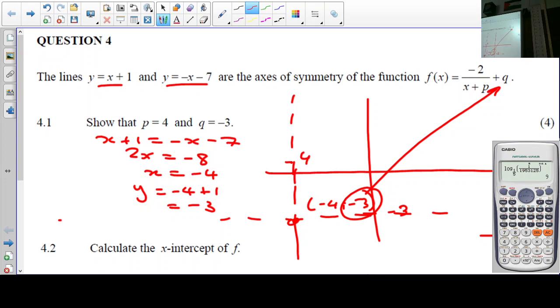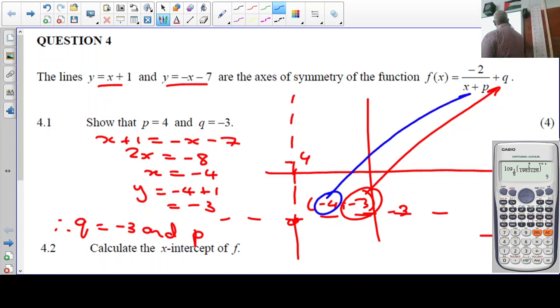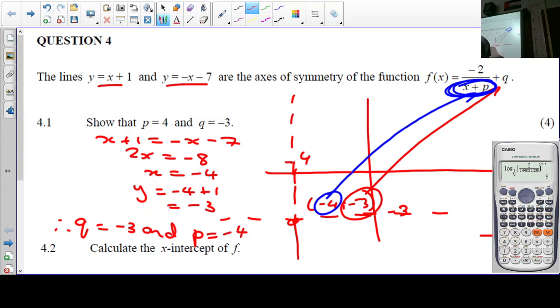So we can say therefore Q is negative 3, and P, if you look at P, P is always the additive inverse. This is minus 4, so this has to be positive 4, because if your denominator is x plus 4, then x can never be equal to negative 4. Can you see that, people? And P is equal to positive 4. Okay, any confusion there? No?